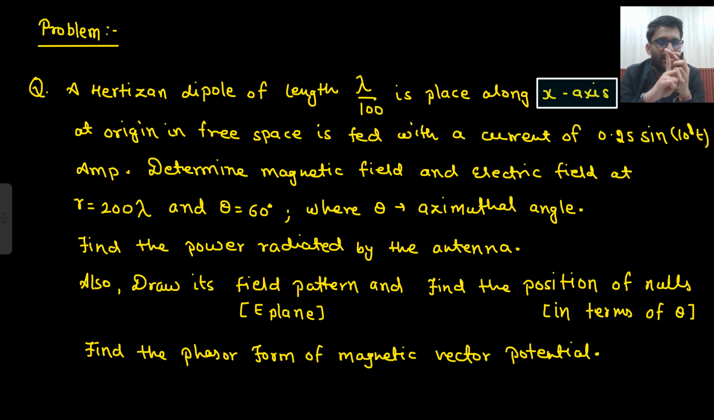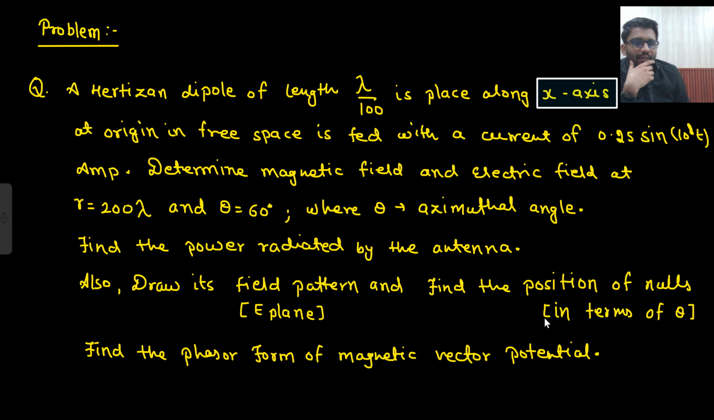What you know? A_s, magnetic vector potential. You know E field, you know H field. You know P average, you know P radiated, you know R radiated. Everything you know. Then you can draw the pattern as well. What pattern? Radiation pattern also you can draw. So everything I have asked here. So try writing it down and let's see whether you get it correct or not. Okay, so I will take a pause and then I will come back.